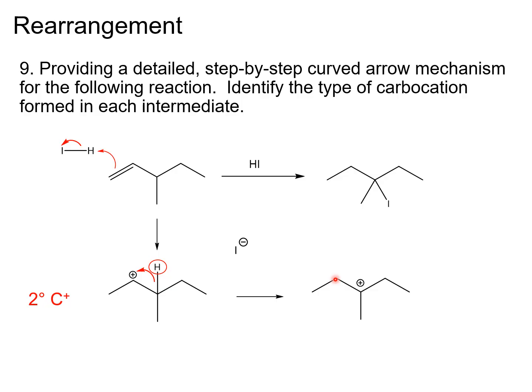So this carbon now has 4 bonds. This carbon only has 3 bonds. So that's why we have a tertiary carbocation on this position. We've formed a much more stable carbocation going from a secondary to a tertiary, and that's the incentive for doing this hydride shift. Now we have the carbocation at the correct position. We can go ahead and draw our iodine adding, and that's going to end up giving us our final product.